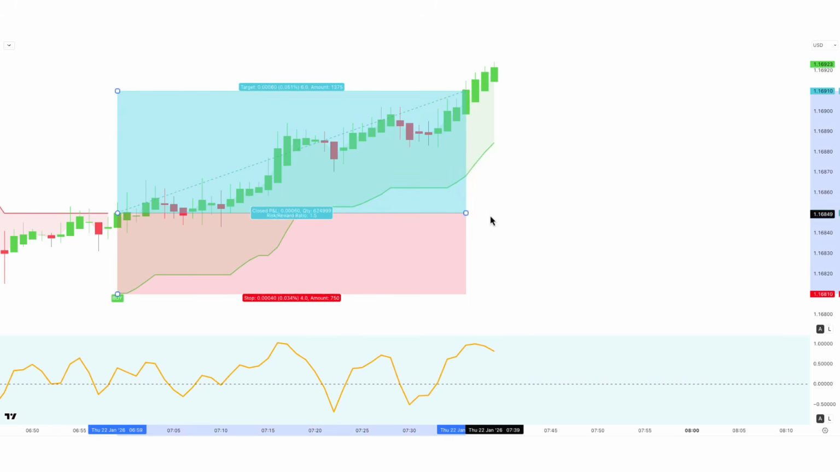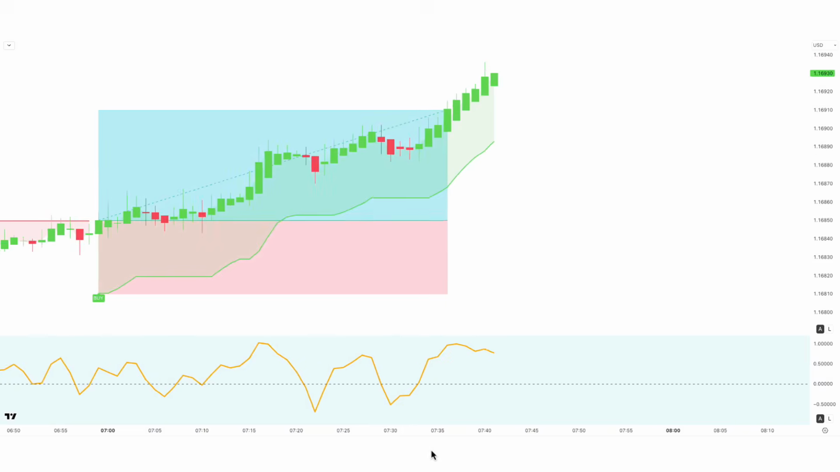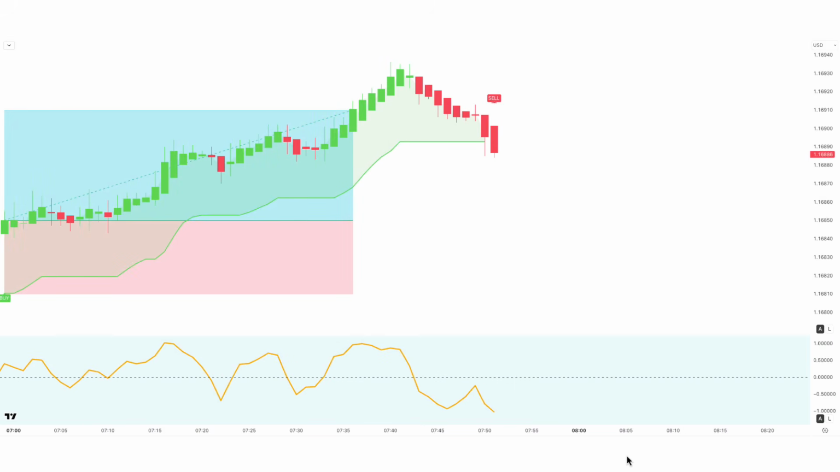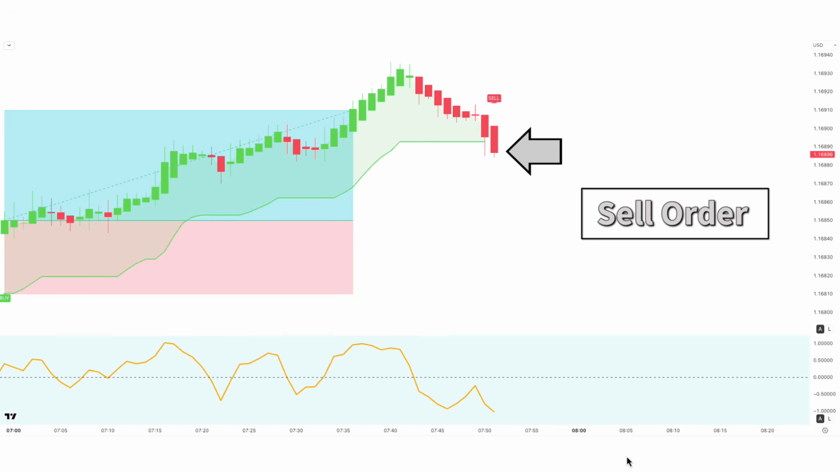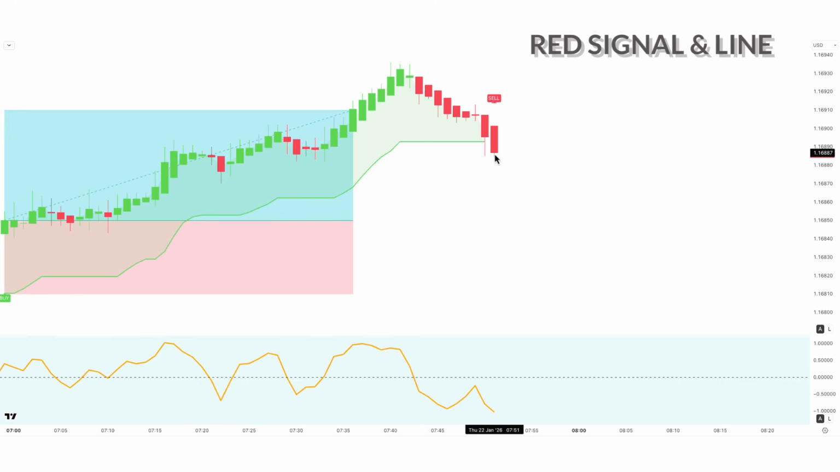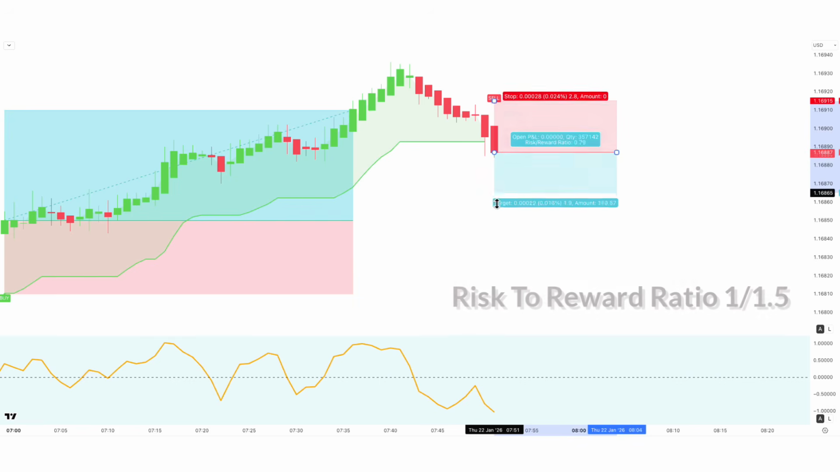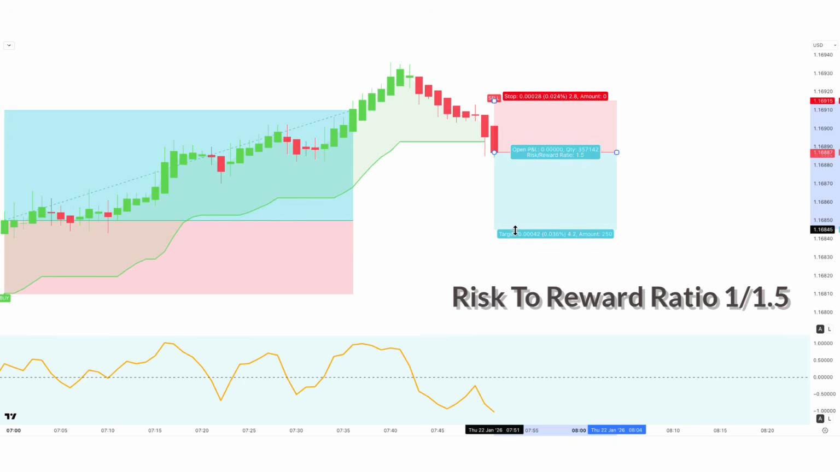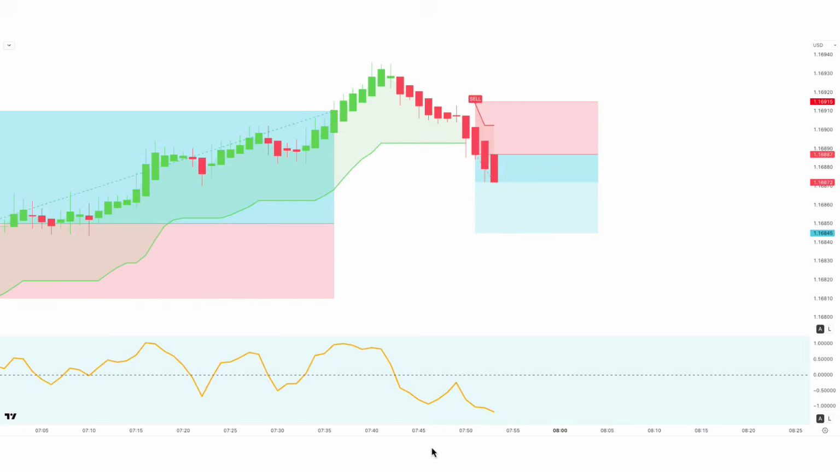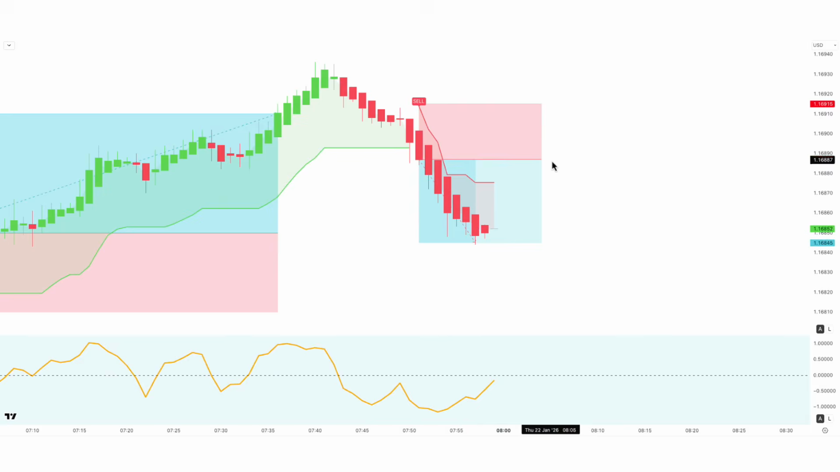Let us now understand the short position. When the TSM 2018 arrow of this indicator is a sell signal, when the orange color line of new indicators is below the zero line, and when the market forms a bearish candle, if this condition is fulfilled, then we will place a sell order. Our stop loss is to be placed at the red signal and line, and the risk to reward ratio will be 1:1.5. The market has completely hit the target.